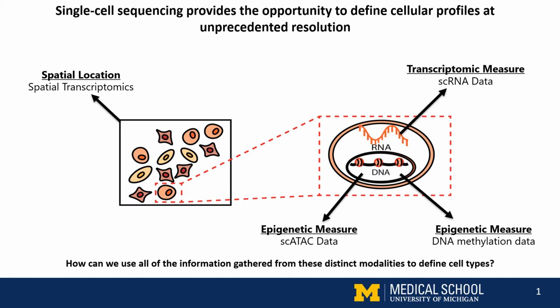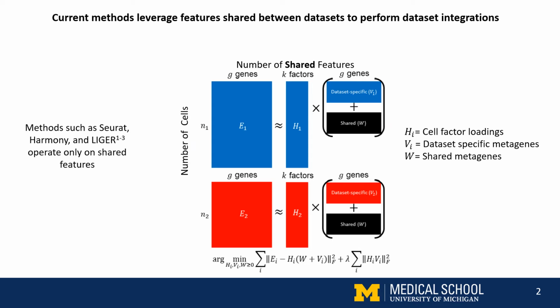So the real question of the single cell space is how we can use all of the information gathered from these distinct modalities and use it to define a cell type. Current methods try to achieve dataset integration over shared features. For example, methods such as Seurat, Harmony, and LIGER integrate datasets, but are capable of doing so only across shared features. In the center, you will see a schematic of LIGER, our current algorithm.